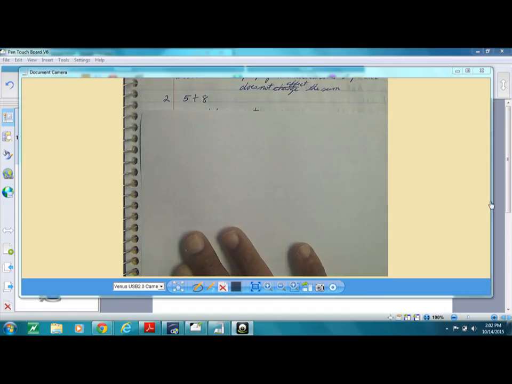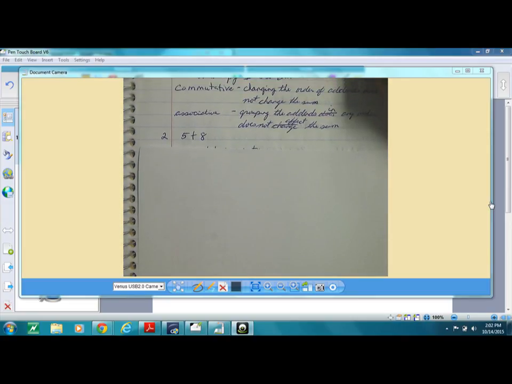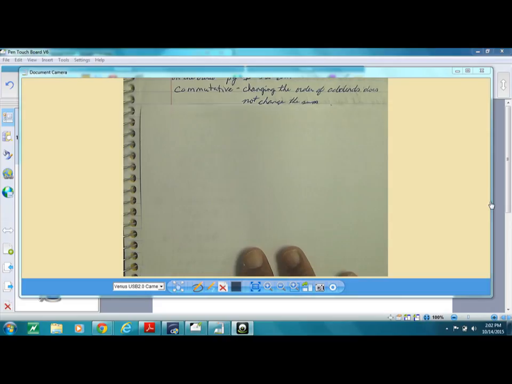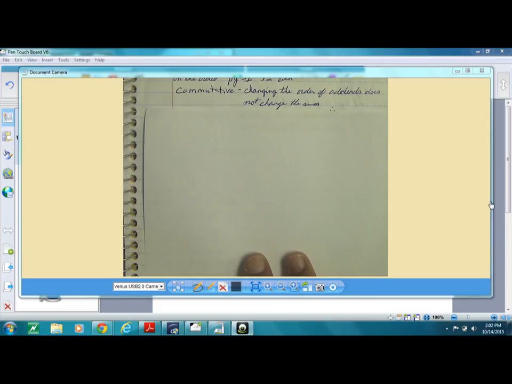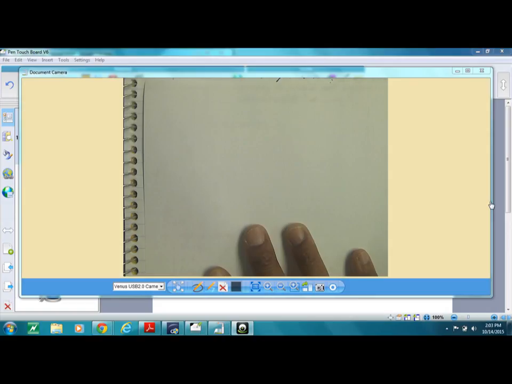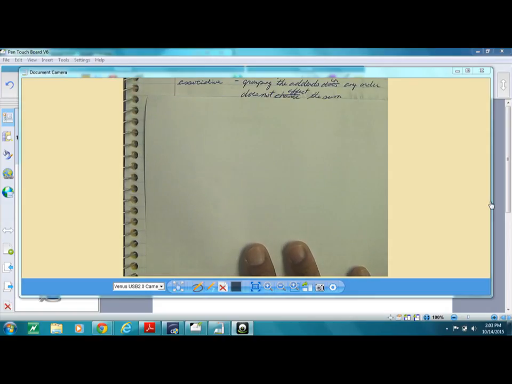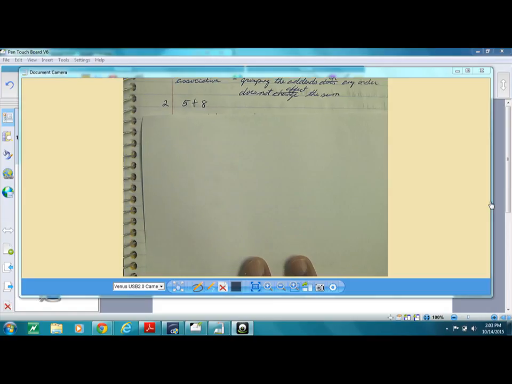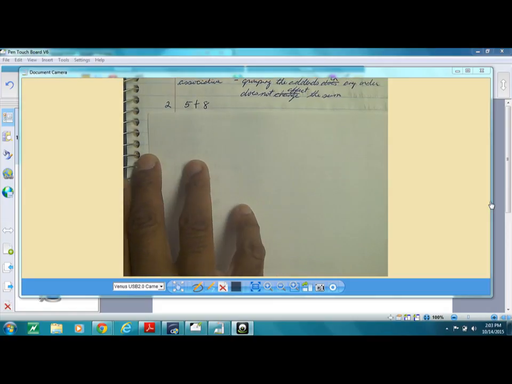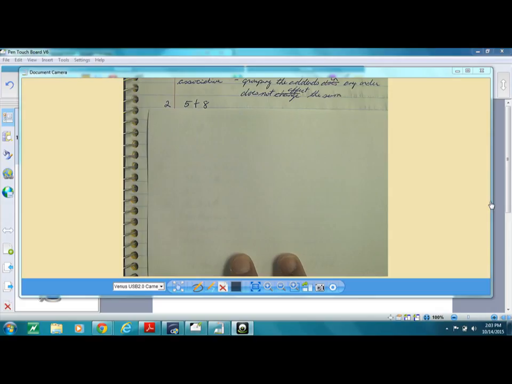The directions for number 2 say to rewrite each addition problem using the commutative property or the associative property of addition, and then solve. Written up here on the top, it says that the commutative property is changing the order of addends. That does not change the sum. You're going to use the commutative property if there are two addends. You can use the associative property if there are more than two. So we have two addends, so we're going to use the commutative property to do what the directions say.